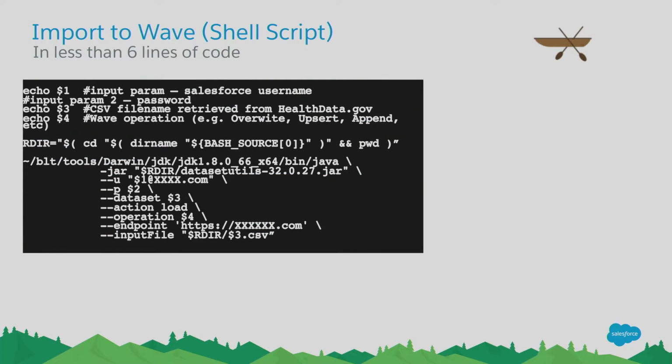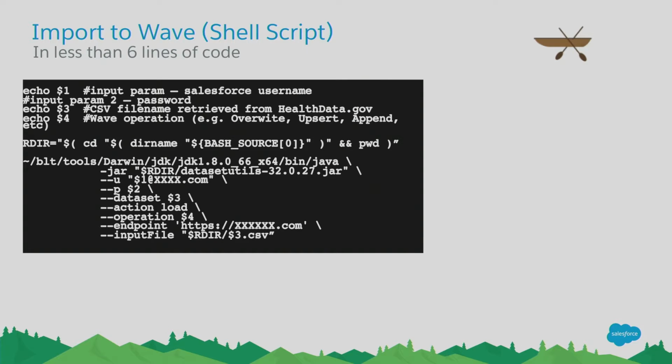in order to execute and use this jar file, it's just a simple matter of passing in a couple of parameters here. I'm passing in my Salesforce username, my Salesforce password, and then the path and the name of the CSV file that I've populated this data into. And then the operation: is this going to be overwrite? Am I going to append or going to upsert?